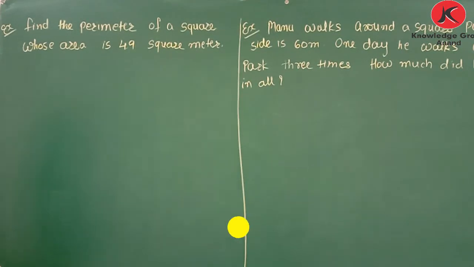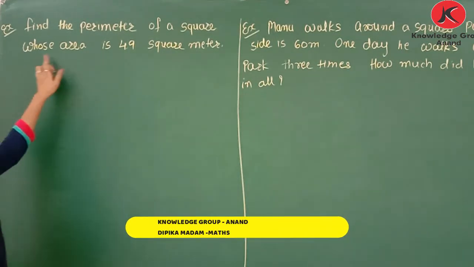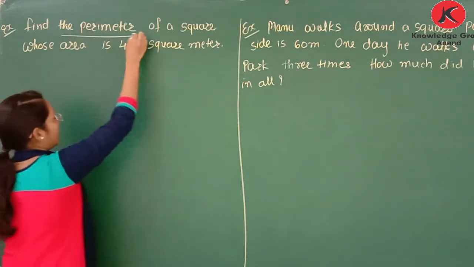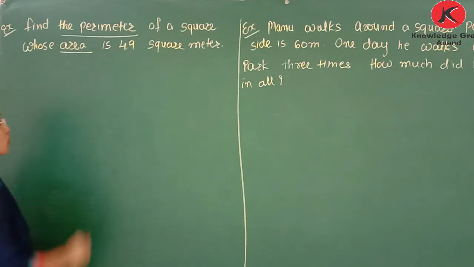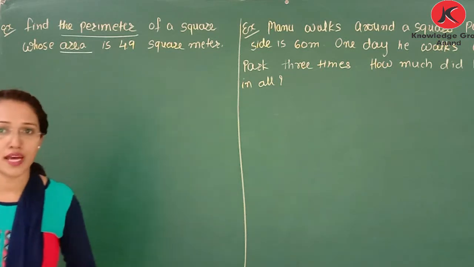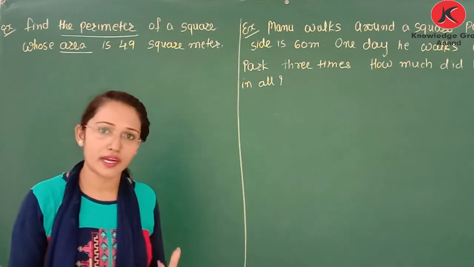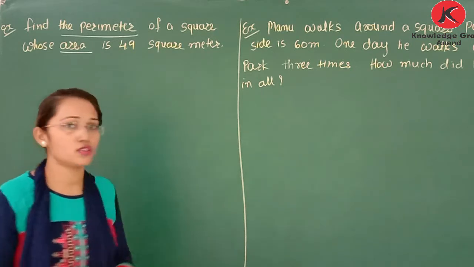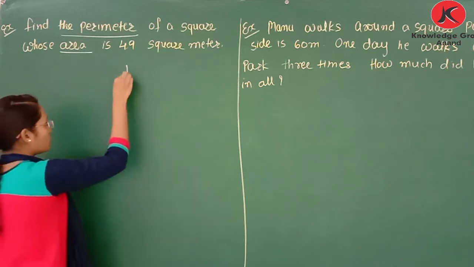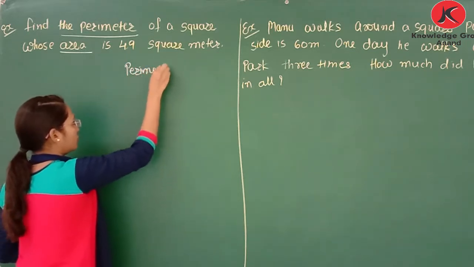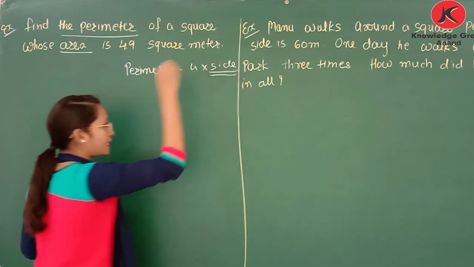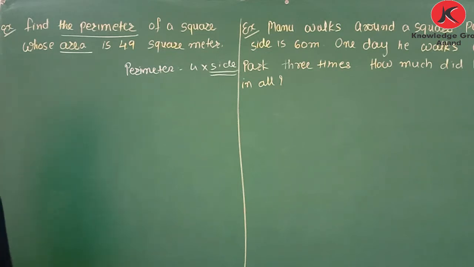Now next one, find the perimeter of a square whose area is 49 square meter. What is given? Area. What is the equation for the perimeter of a square? You can say 4 multiply side. To find the perimeter we need the value of side. But here in the question side is not given. So first of all we need to find the side.